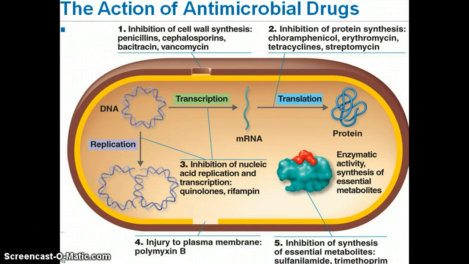That just kind of summarizes the action of antimicrobial drugs. You have some that will, number one, inhibit cell wall synthesis. And again, these are examples of the antimicrobial drugs that will do that. We'll talk about each of these in depth here in a second. You can inhibit protein synthesis. You can inhibit nucleic acid replication. You can inhibit synthesis of essential metabolites, and you can also just injure the plasma membrane. So let's look at each of these more in depth.